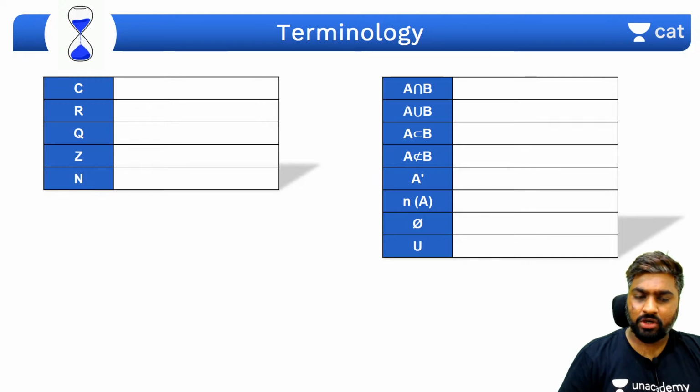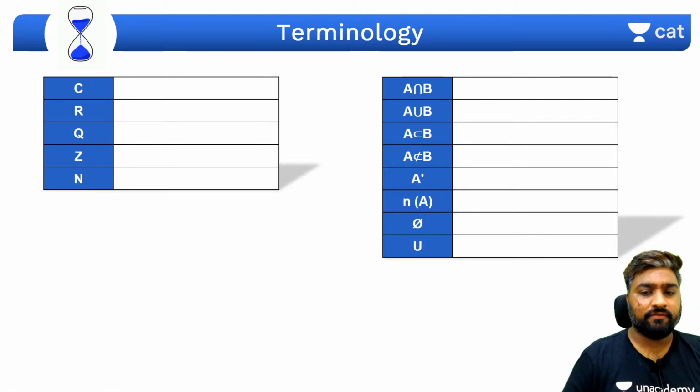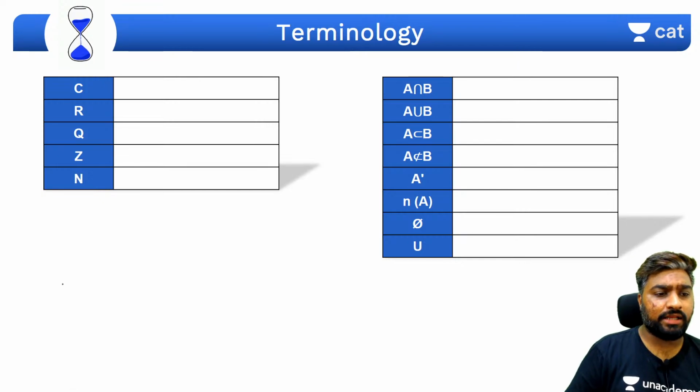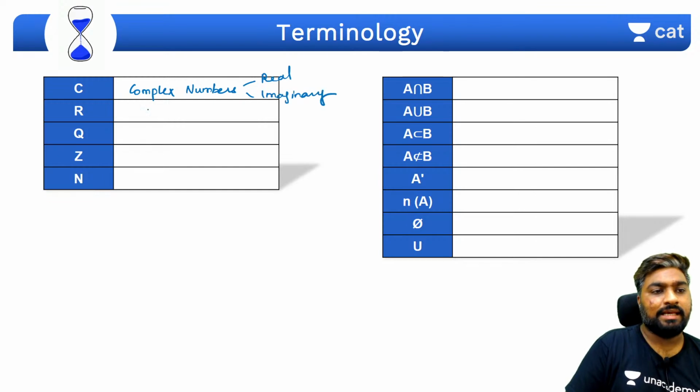Okay, all right. So these are some terms that are used in set theory, that you should be comfortable with. These are some normally used sets. We have C, that stands for complex numbers, right? Complex numbers contain all the numbers possible, both real and imaginary terms. Then you have R, that stands for real numbers. Q, that is rational numbers. We have Z, that stands for integers.